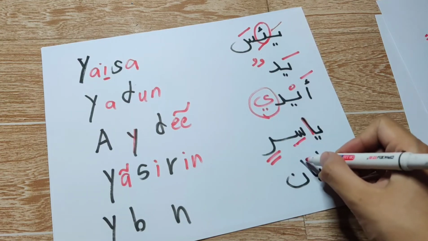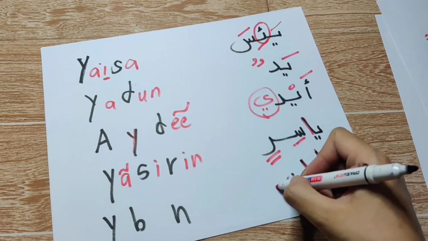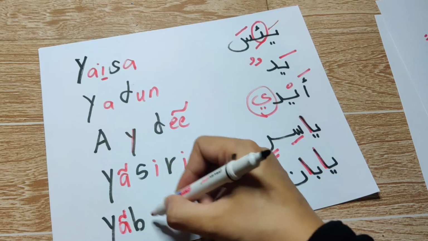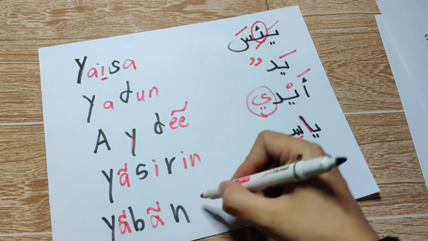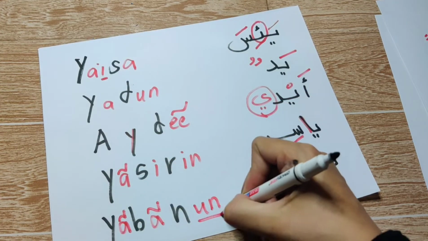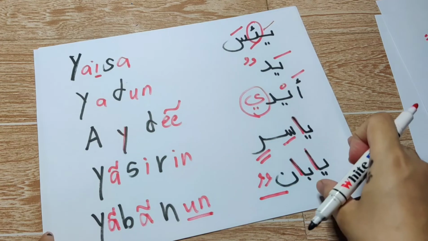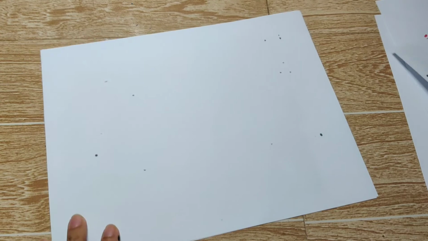Aydi. And then Yasirin. The ya has mad bil alif, the sin has kasra, and the ra has tanween kasr, which is two kasras with the n sound at the end. And then Yaban, which means Japan, is mad bil alif, and then tanween damm.